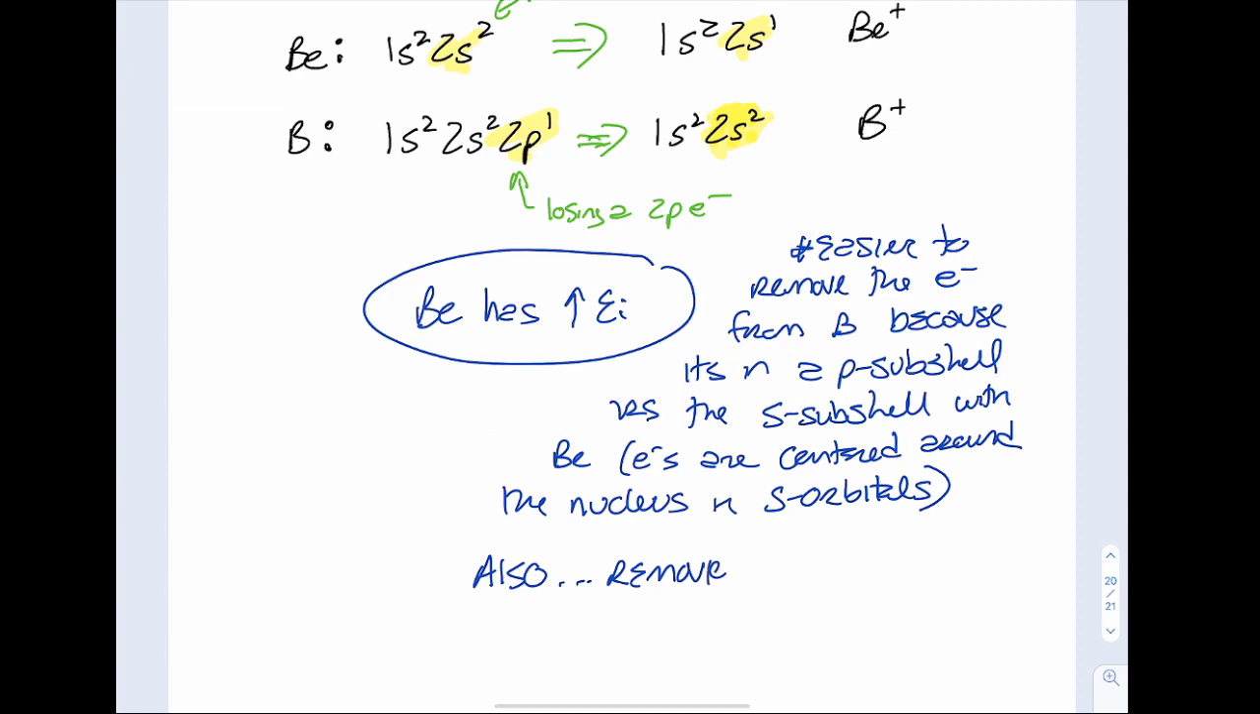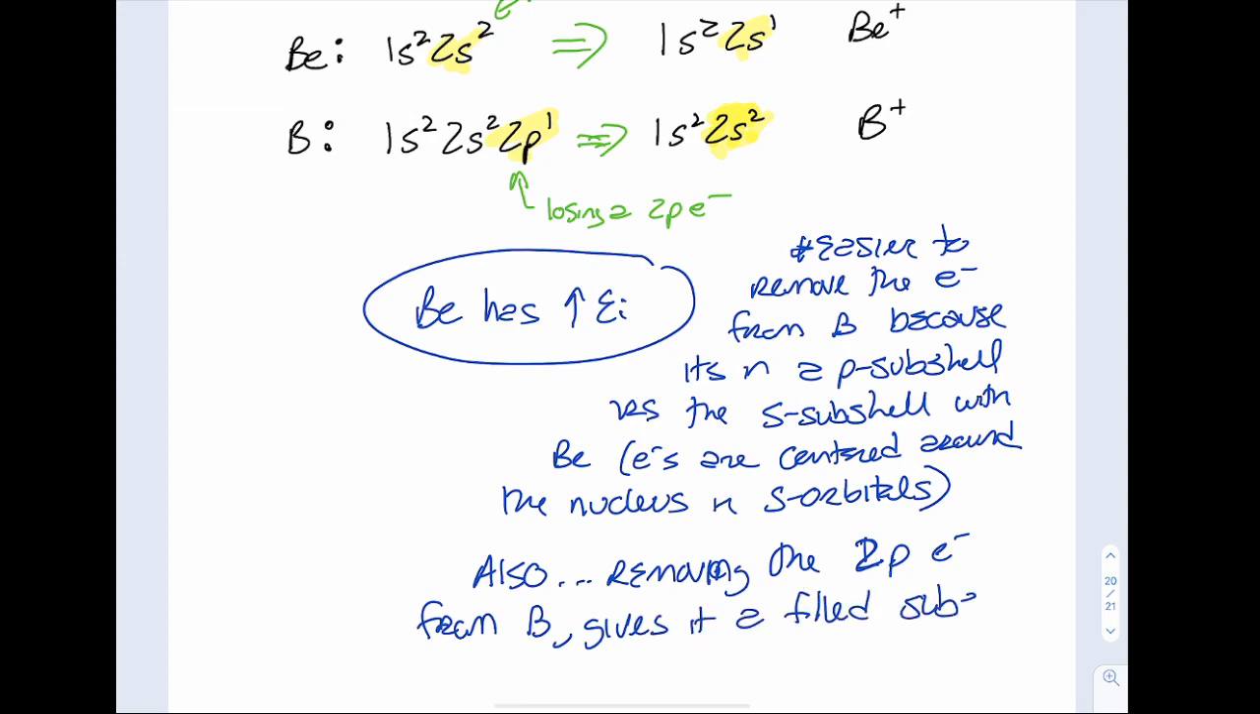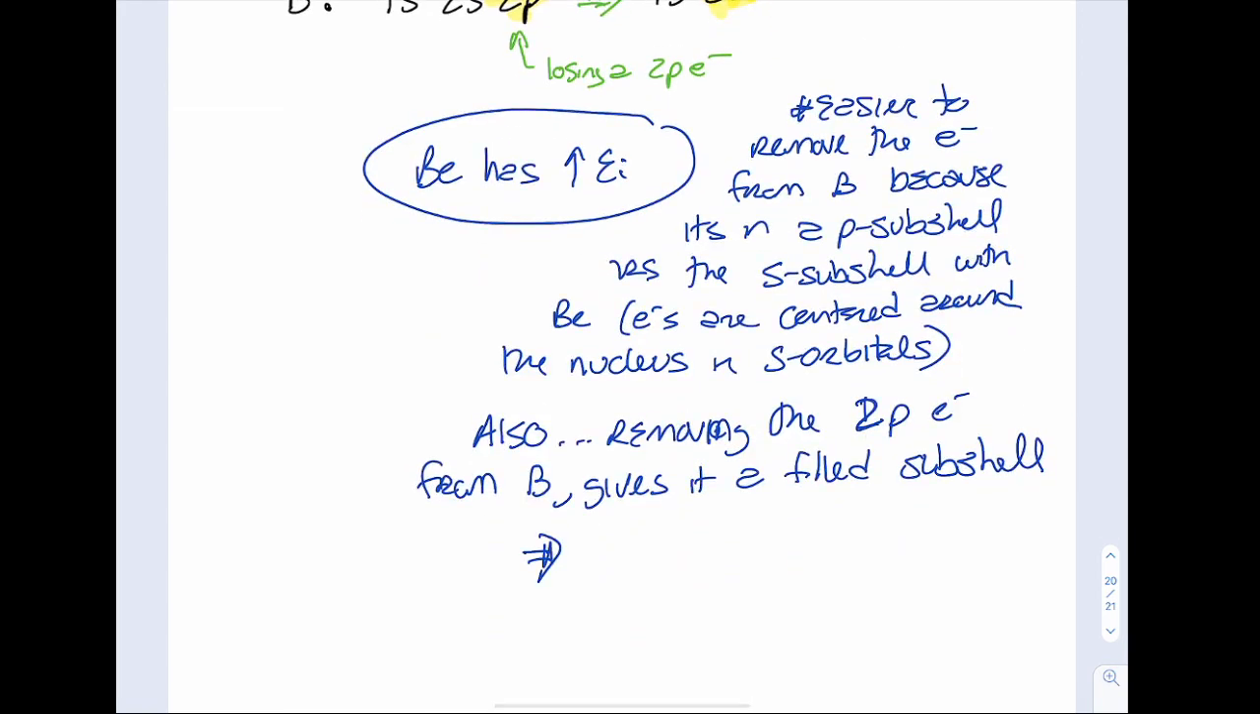removing the one, I guess it's a 2p electron, from boron gives it a filled subshell. Don't say shell because it's not a filled shell. I'd have to have 6 electrons in that p subshell to have a filled second shell. So watch out in your wording there. So removing the 2p electron from boron gives it a filled subshell. So this is a good thing. So it's easy to do.